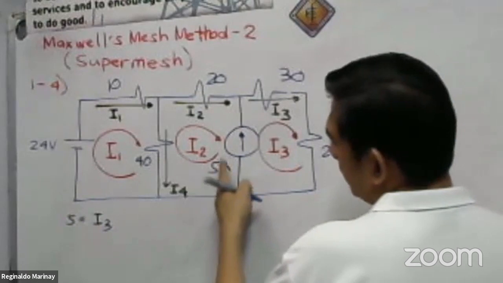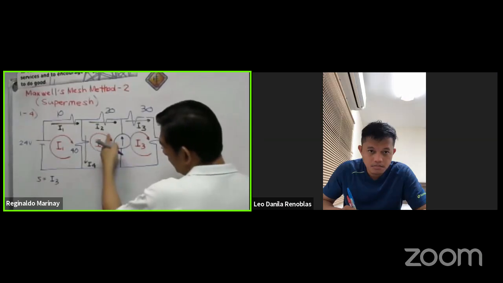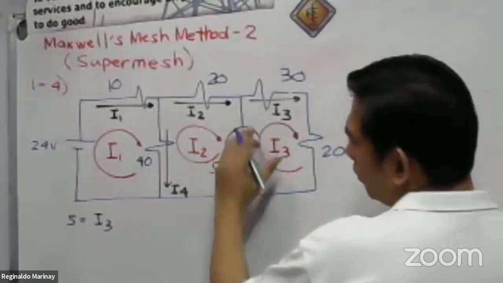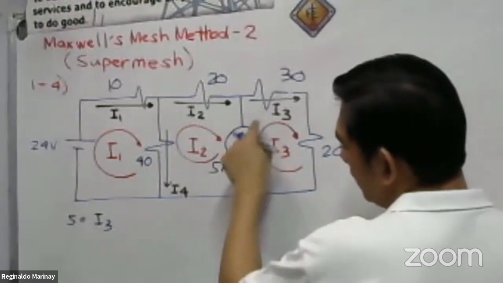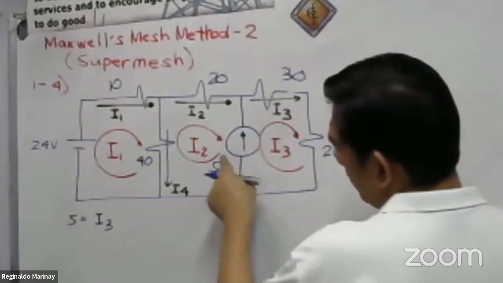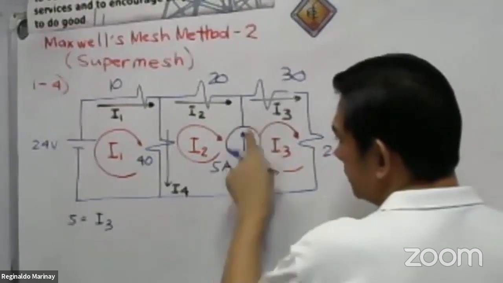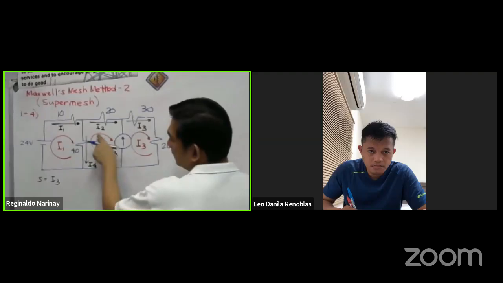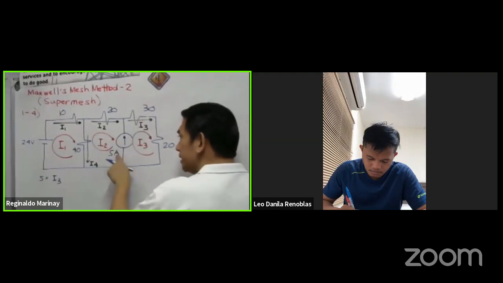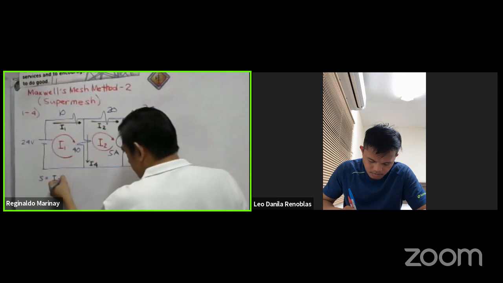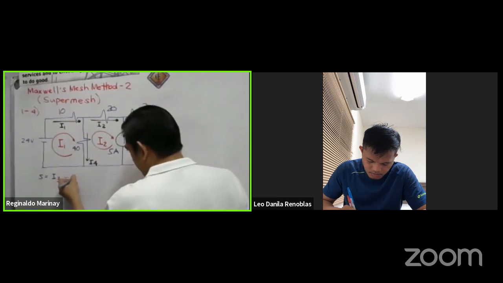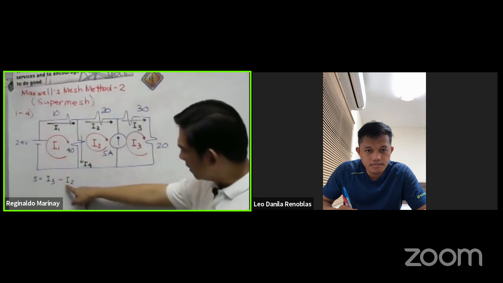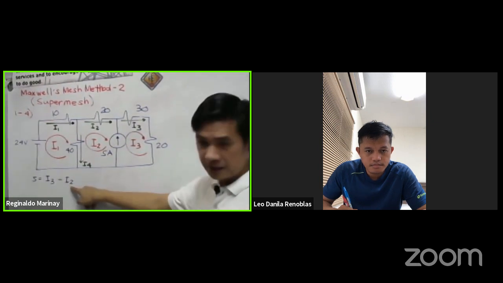But there is a current I sub 2 here, because the 5 ampere current source is common to both loop 2 and loop 3. So we have I sub 3, the same direction as the 5 ampere, and then I sub 2 that is opposite in direction, which is downward. So we have to subtract, so that is minus I sub 2. That will be our first equation.